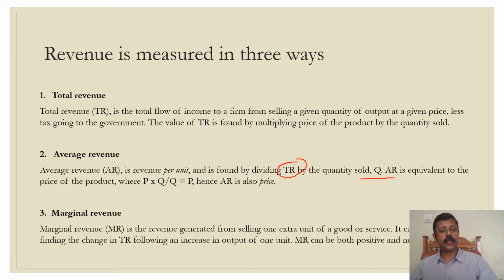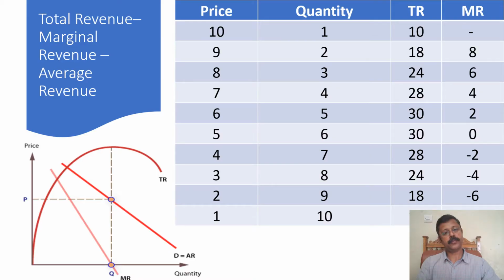I hope you remember the concept we have studied in break-even point. We learned break-even point. We studied about marginal cost, the cost of producing and selling one more additional unit. So, marginal revenue is the revenue you get from selling one more additional unit. That is called marginal revenue.